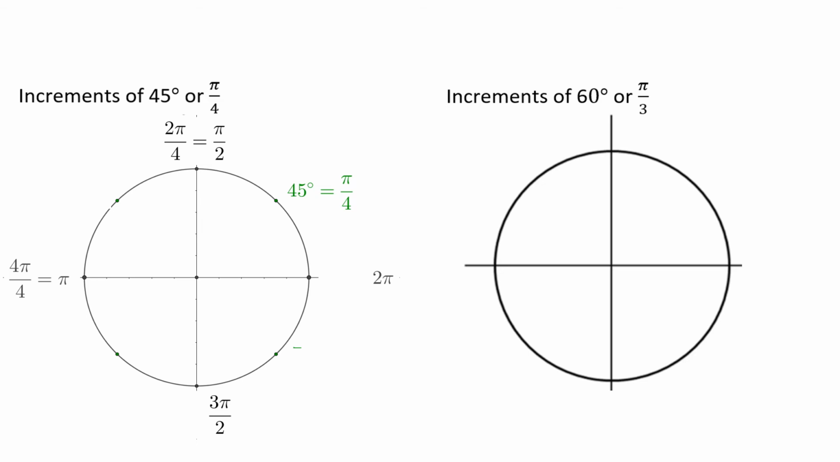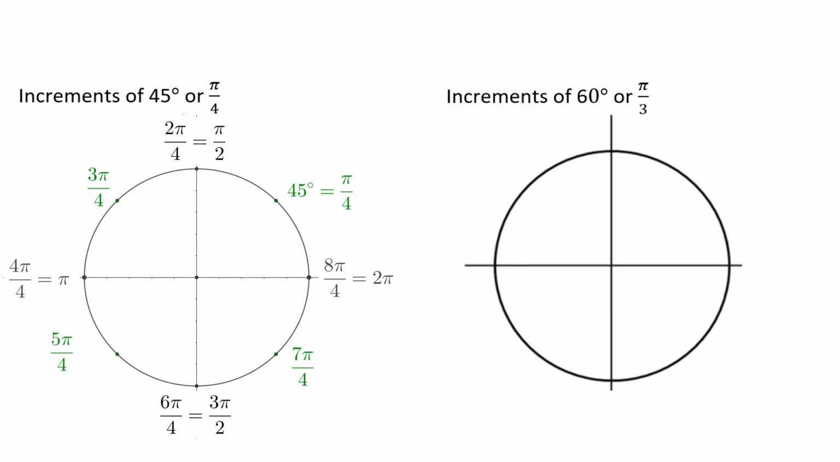So let's walk around this circle. We have 45 degrees at pi over 4. Then 2 pi over 4 reduces to pi over 2. That's 90 degrees. And then 3 pi over 4. 4 pi over 4 reduces to just pi. We see that. 5 pi over 4. 6 pi over 4 reduces to 3 pi over 2. 7 pi over 4. And finally, when we finish our circle, that's 8 pi over 4, which reduces to 2 pi.